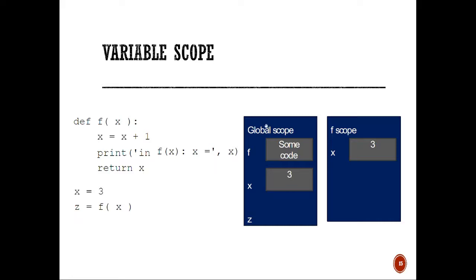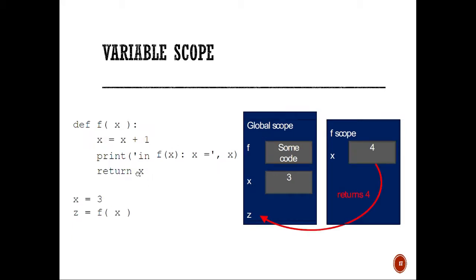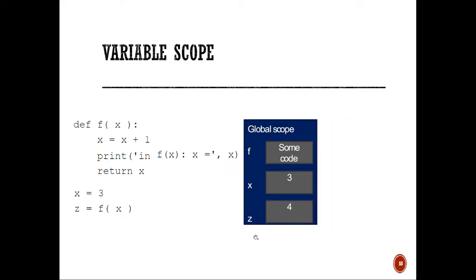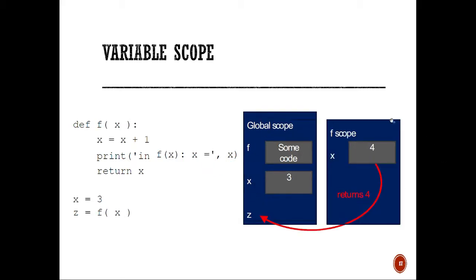So this is in the global scope, which is the code scope. Then within the scope of f, once we call it, it takes the value of x, so the value of x is set to 3. Then it changes to 4 after this statement. And then this is returned back to z. So at the end of this block of code, we have z set to 4. Notice that the value for x in the global scope is 3, but within the scope of f, it was changed from 3 to 4.